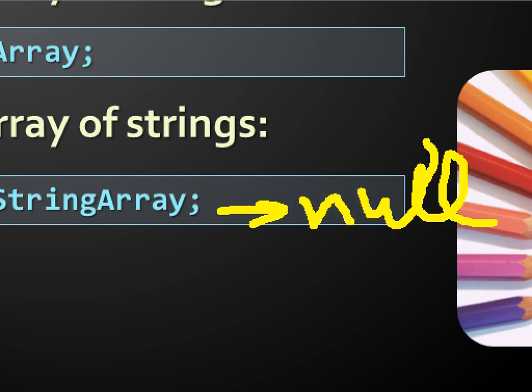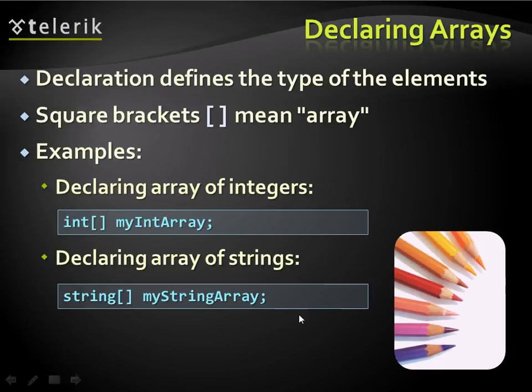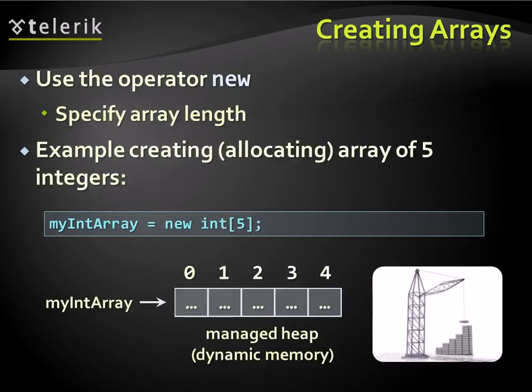Null means no value. It's a special pointer to the first address in the memory, which is zero, and which is generally invalid. So once we have declared an array, we can create it or allocate it. The word allocate works better for me, but creating an array means to allocate a few elements in the dynamic memory, in the so-called managed heap.